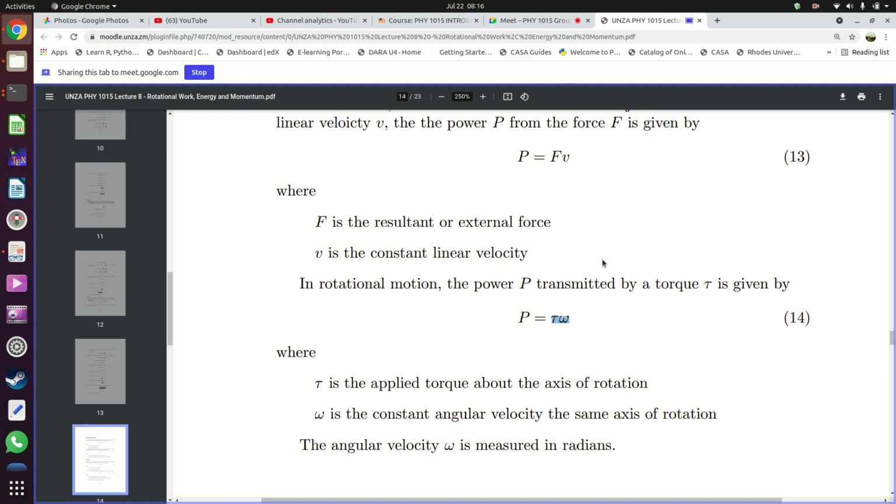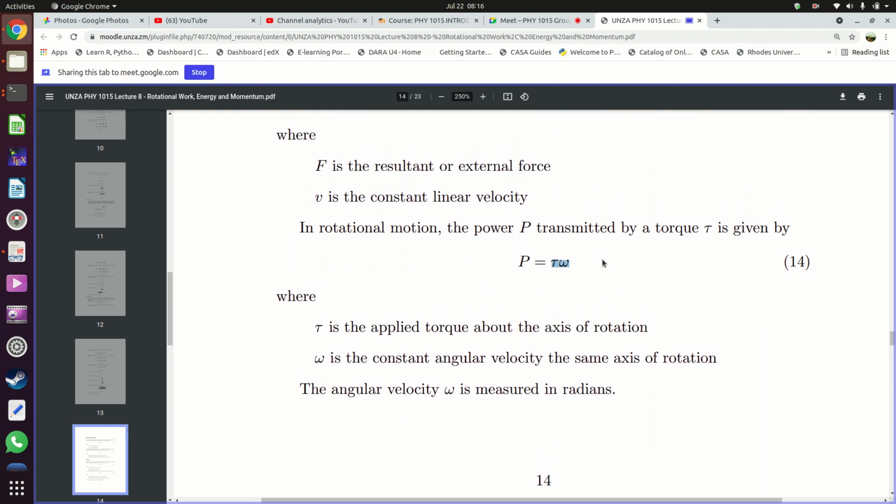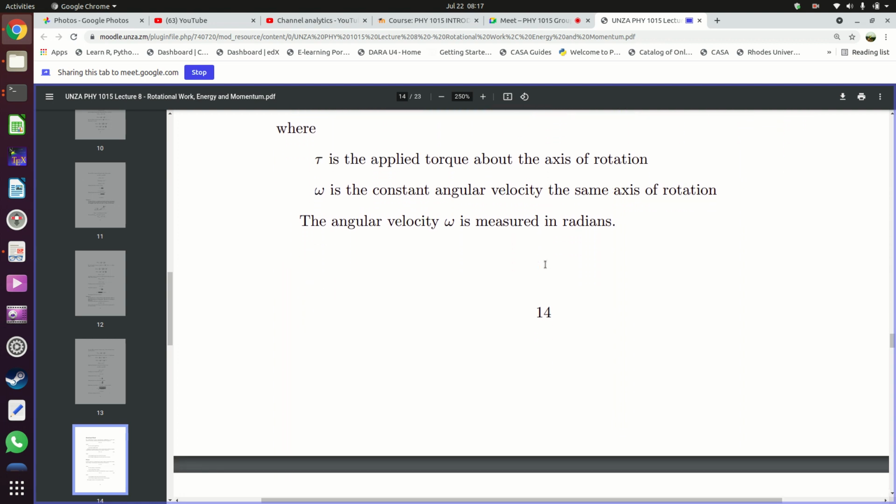Yes, sir. Okay, so that's about power. So if you know what the power is, maybe some motor with a certain amount of power, causing some stuff to spin at a certain angular velocity, you can always find out how much torque is there. Okay.